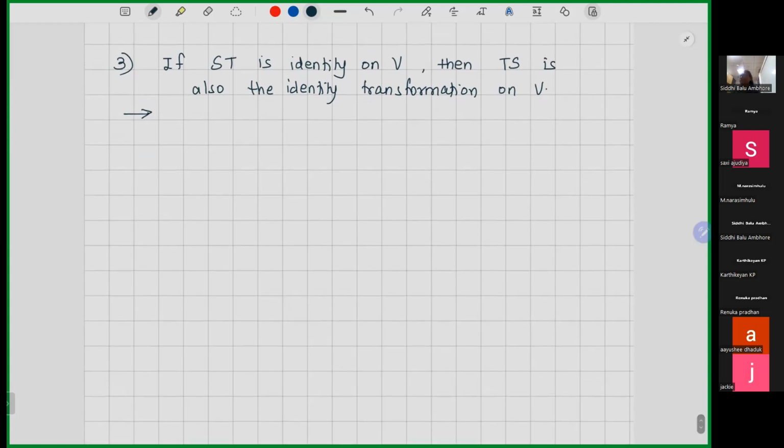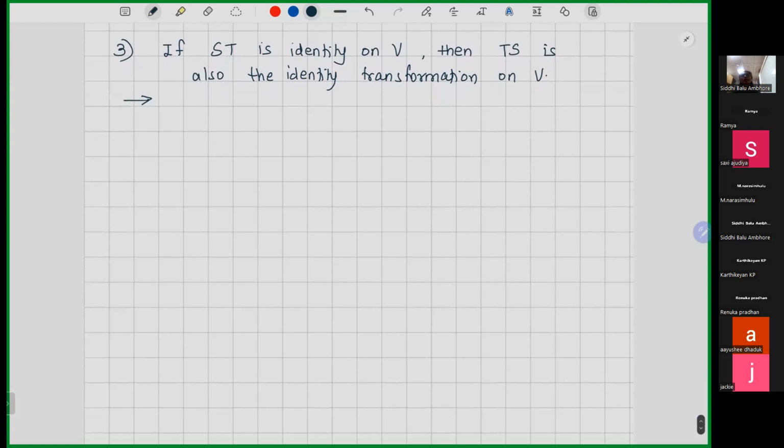So they are saying that ST is identity on V. Then we have to check whether TS is also the identity transformation on V or not. My guess is that yes. Someone is saying this is false, but this is true, and we will prove it. We will obtain an inverse of TS and show that this TS is also invertible. So let us start.